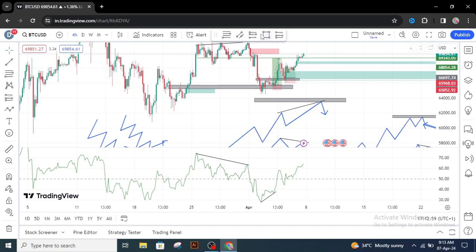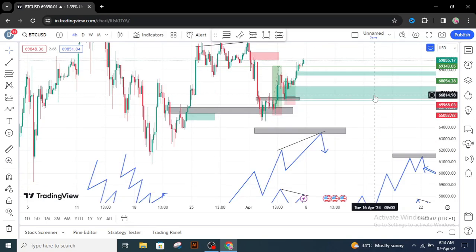I actually wanted to trade it to this level or to this level, but I don't want to hold the trade that long. But as you can see, BTC is still going. And now is the right time to even trade to buy Bitcoin.